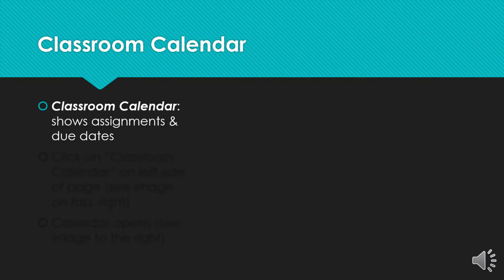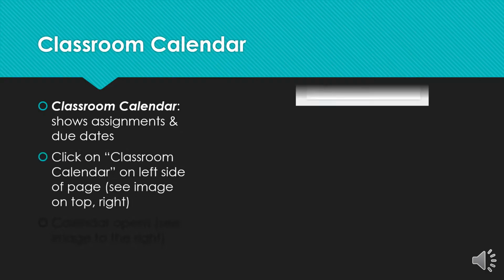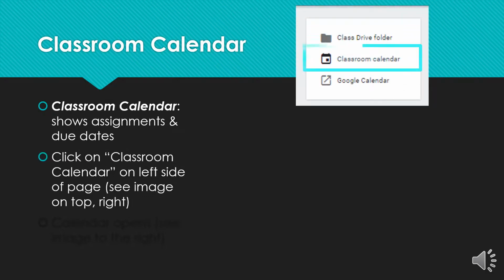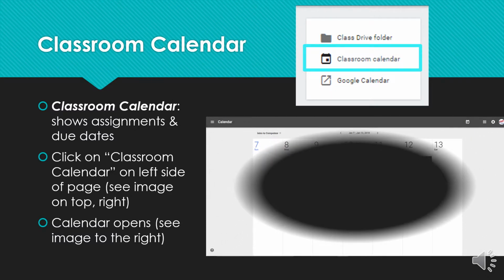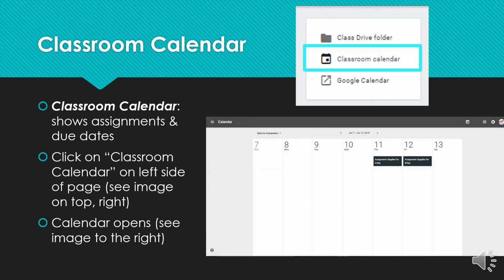Classroom Calendar. The Classroom Calendar shows assignments and due dates. When you click on Classroom Calendar on the left side of the page, you will see that a Classroom Calendar will open. If you look at the image to the right, you are going to see due dates underneath the calendar.